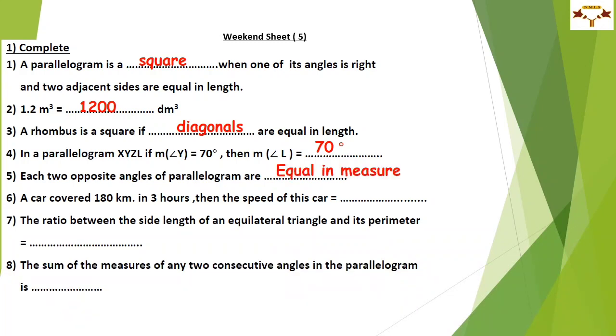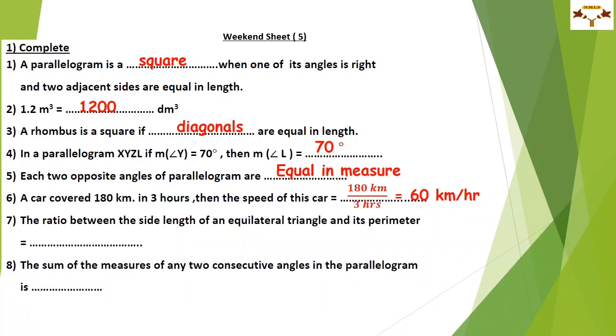Number 6. A car covered 180 kilometers in 3 hours. Then the speed of this car equals blank. The speed means the rate. I will find the rate by dividing 180 kilometers over 3 hours. Don't forget to write the units. It equals 60. The unit is kilometer per 1 hour. The rate here is always for 1.